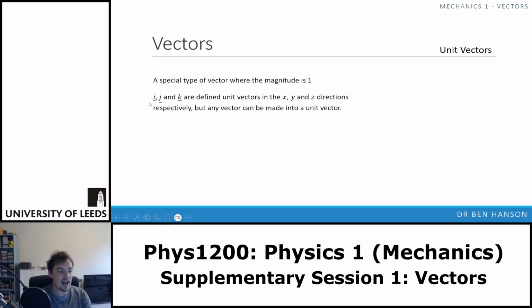So when we say ai plus bj, we're saying it's an amount in the x direction multiplied by the x direction, i, plus an amount in the y direction multiplied by the direction itself, j, and so on for k.